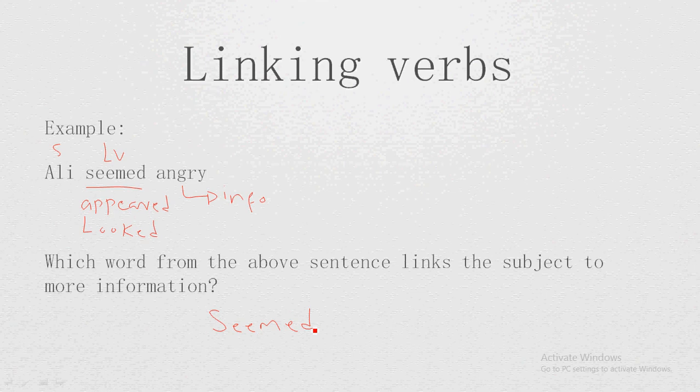Just a few more things to say. Action verbs tell you what the subject of the sentence does. Where linking verbs connect the subject to more information, just like the example we had. Ali seemed angry.